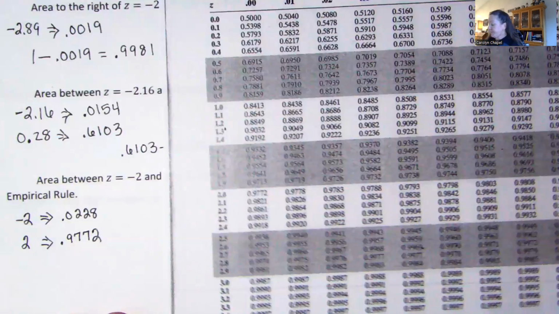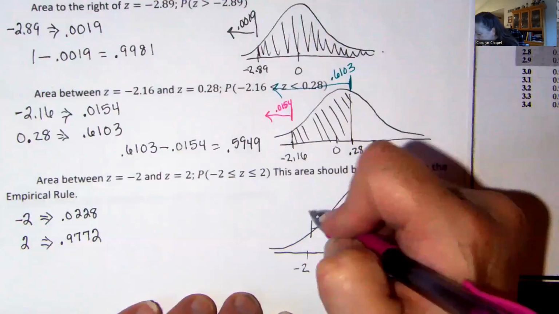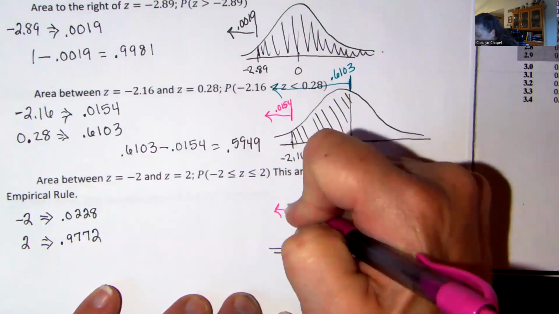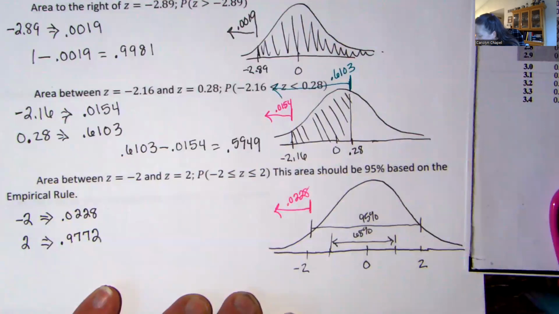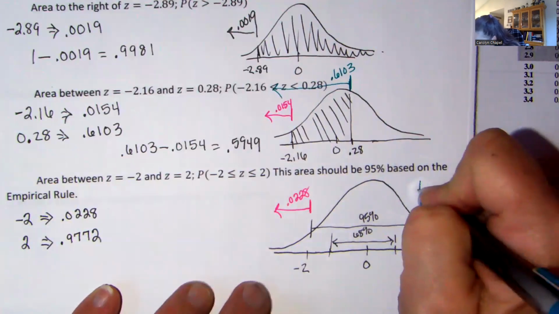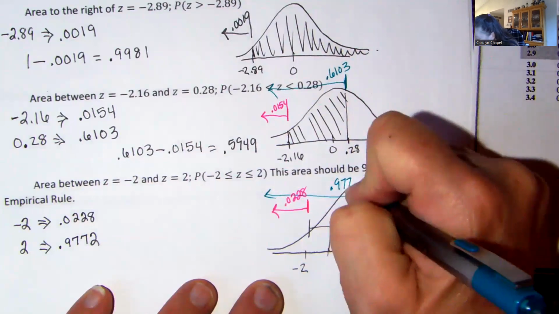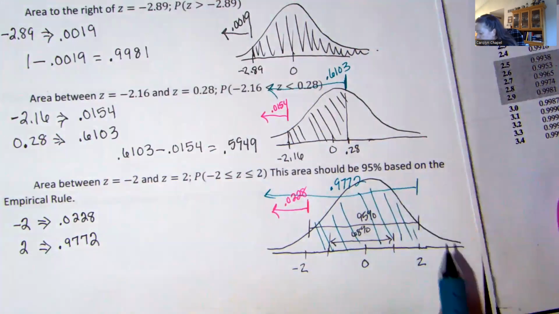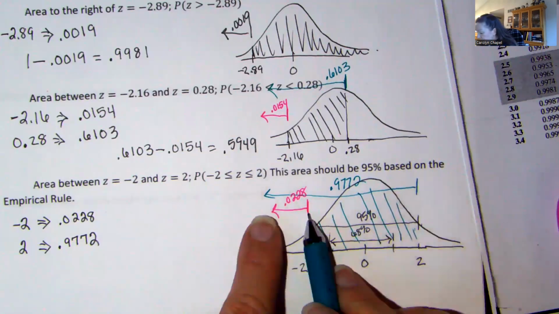0.9772. Okay. Again, using my colors to kind of help us. The table gives us from that point to the left, so 0.0228. And from here down is 0.9772. I want between the two. So I kind of want to go from here to here. So that means I need to take the big one and get rid of that.